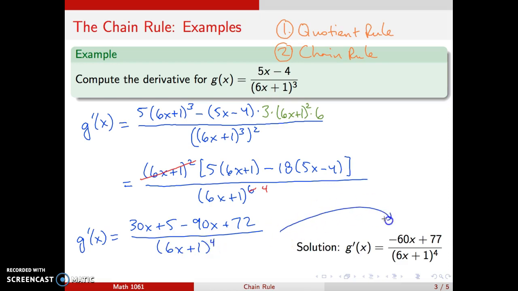And then combining those terms, 5 plus 72 is 77. 30x minus 90x is 60x. So we've got our solution. So again, quotient rule, and then along the way the chain rule. The chain rule is what we're doing right here when we figure out the derivative of that denominator.